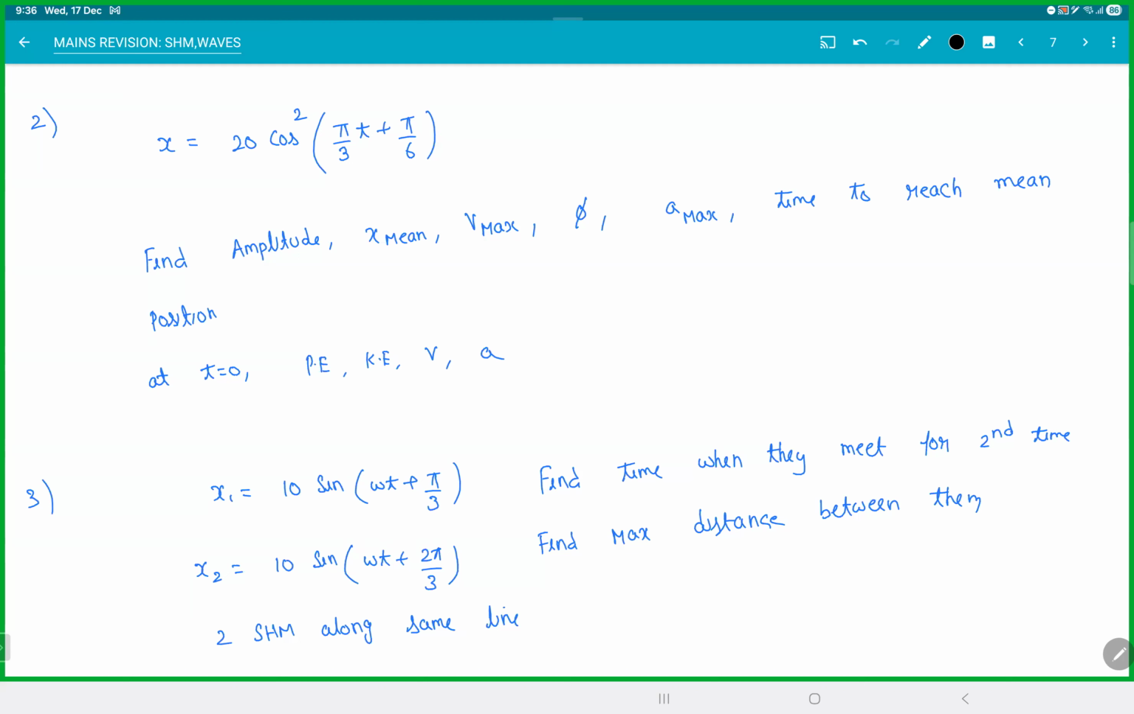The second is a very important question, a standard model. Find the time when they meet for the second time and find the maximum distance between them.